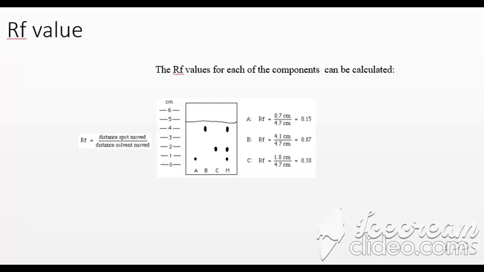The next step is the very important RF value. I have already told you about this. These techniques are not only used for qualitative purposes, for the identification of the components from the mixture and of unknown compounds, but also for quantification. This is very important. This is called the RF value. RF value is called the retention factor. How do you determine the retention factor?